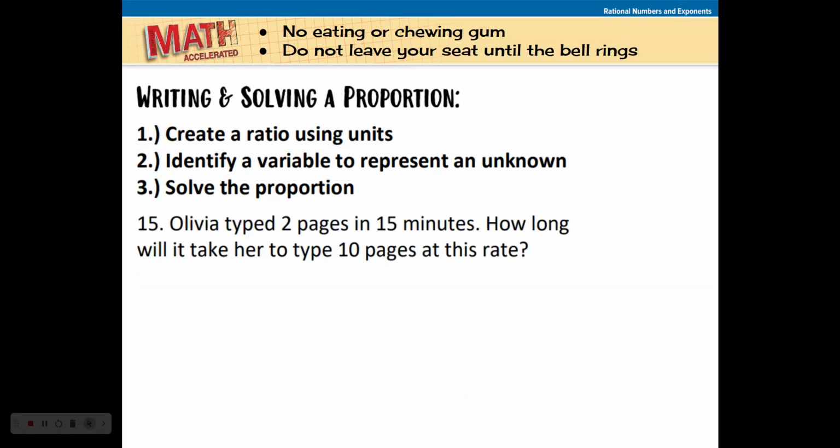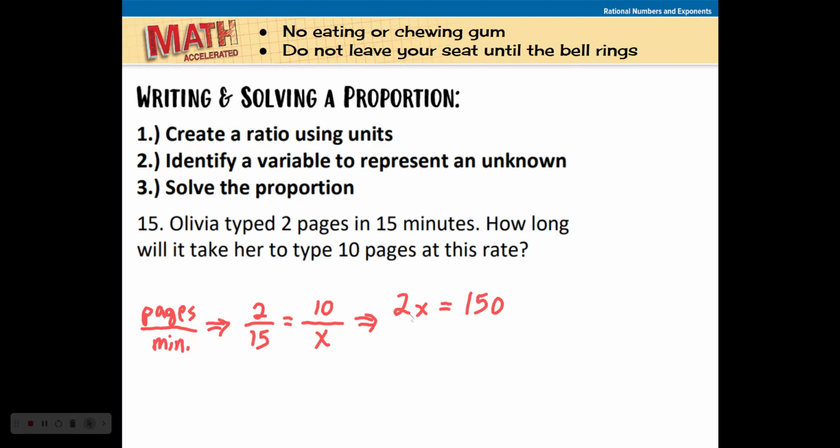Number 15, last one here. Olivia typed 2 pages in 15 minutes. How long will it take her to type 10 pages at this rate? So we go ahead and compare pages to minutes. First ratio, 2 pages in 15 minutes. Now notice it's saying how long will it take her to type 10 pages. So the 10 pages is the numerator. We're being asked for how many minutes, so our variable is in the denominator of that second ratio.